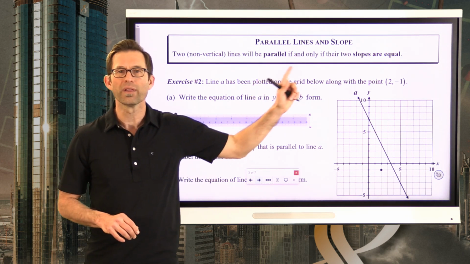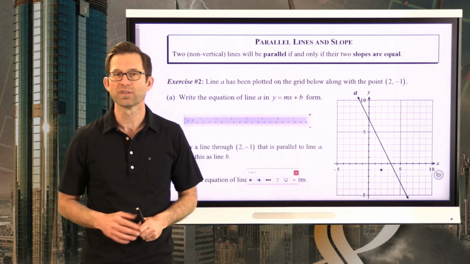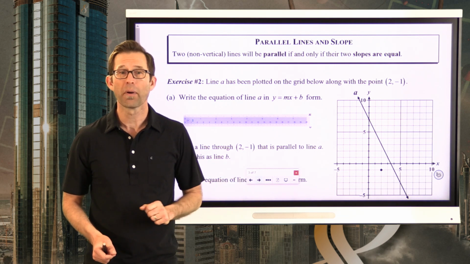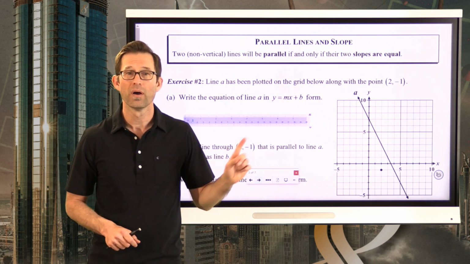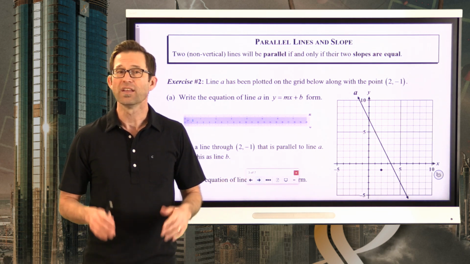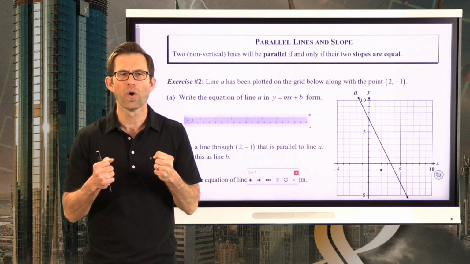And again, that "if and only if" is a very mathy thing to say. It basically just says, look, if they're parallel, they have the same slope, and if they have the same slope, they're parallel. That's it. It just means parallelism and slope go hand in hand.